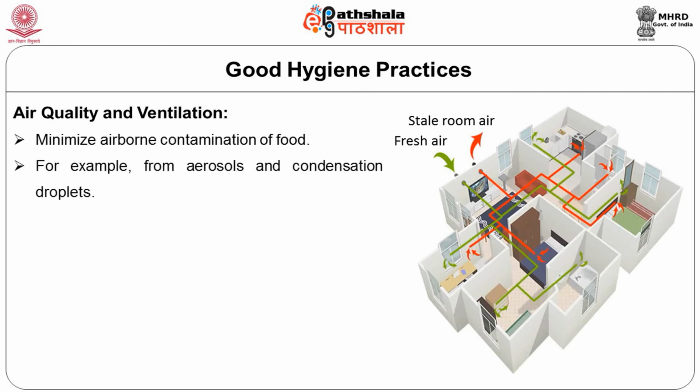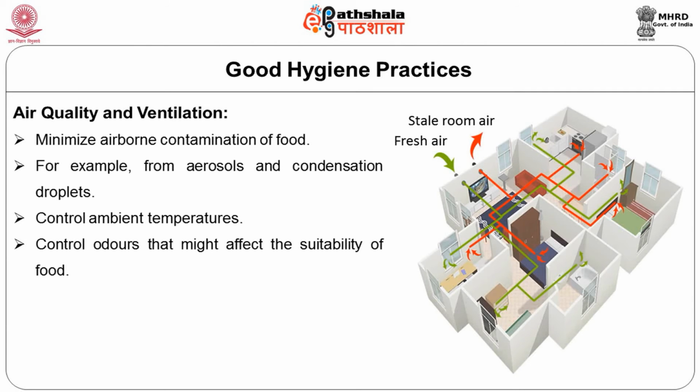Then comes air quality and ventilation. As we discussed in chemical contaminants, airborne environmental contamination can also happen. Airborne contamination of food, for example aerosols or even condensation of droplets, can contaminate the food. That is why we should have proper ventilation, so that aerosols do not come in contact with food, and there should not be any condensation of vapor that can become a contamination in the food. So, all these things have to be taken care of.